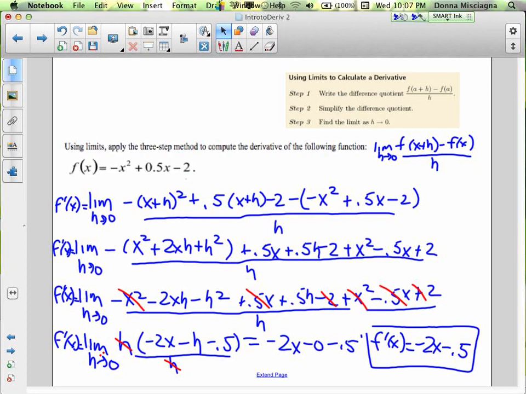But for now, we're done with this problem. Right? So it looks like a lot of work, but look how quickly everything started canceling out. That wasn't so bad, now was it? No. All right, let's try another one.